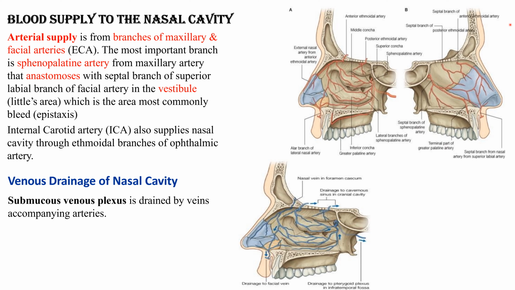The blood supply of the nasal cavity is through a branch from the maxillary artery, facial artery, plus the sphenopalatine artery, and there is an anastomosis here. The venous drainage, as you see here, is the submucous plexus, with veins accompanying the arteries, as we described in the maxilla.